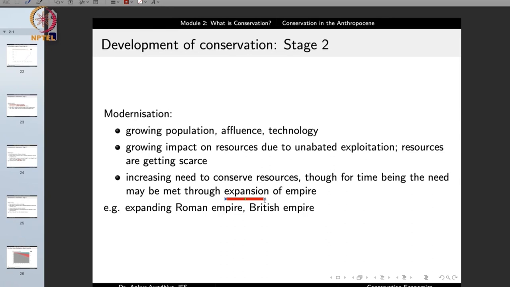And in a number of these situations, what these empires did was to make other areas their colonies, which meant that the people in these empires now had access to resources in other areas as well. So there was little need to conserve the resources, and there was a possibility to get these resources from other areas, and this was done through an expansion of the empires and through the development of colonies.